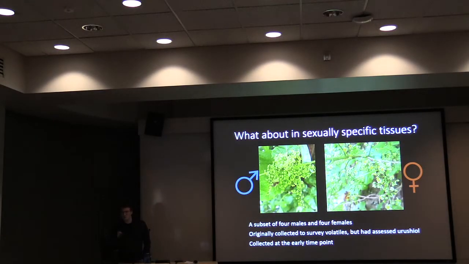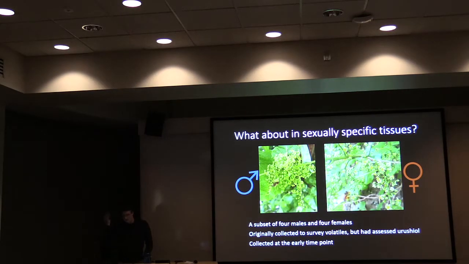But I'm stubborn, and I didn't want to quite give up on that idea of these being sex-specific. So I had the idea that, all right, well, that's true for the leaves, but what about in sexually specific tissues? This is a dioecious species. I was already collecting the flowers from a subsampling of my 10 male and 10 female plants to survey the volatiles that they were producing. But as part of that, I had also assessed urushiols in these flowers as well.